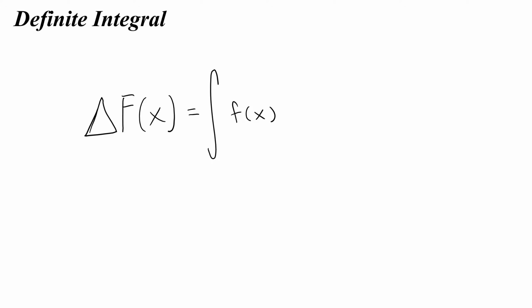The way that we write this notation is that we say the change in some value we call capital F of x is equal to the integral of some function lowercase f of x, and we find that change from one number to another. So we call these the bounds of our integration, and there is an upper and a lower bound.